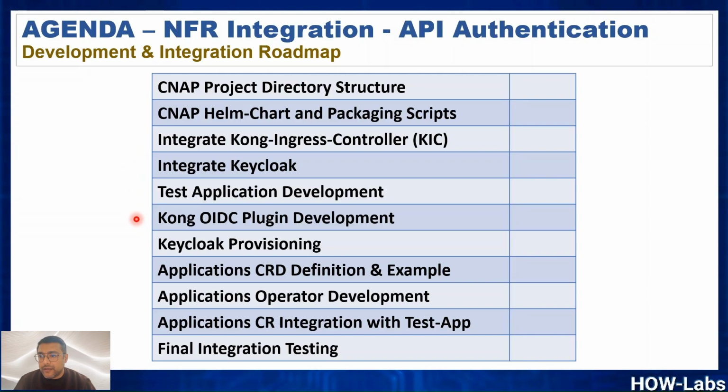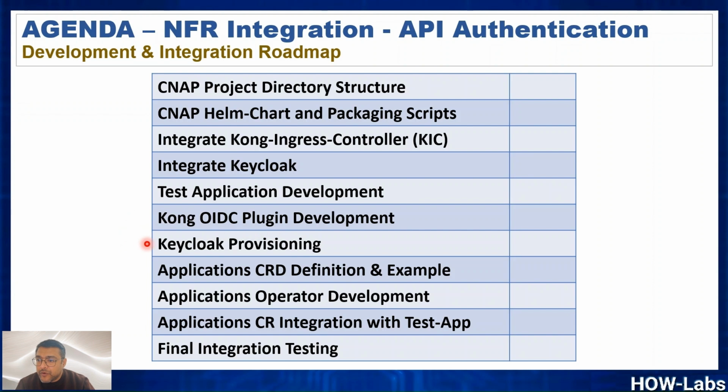After that, since Kong provides a very robust plugin development capability, I am going to develop one OIDC plugin which is going to talk to Keycloak for token management, like getting the token and validating the token, and based upon that, deciding whether to allow the request from the client to be sent to the upstream service or not.